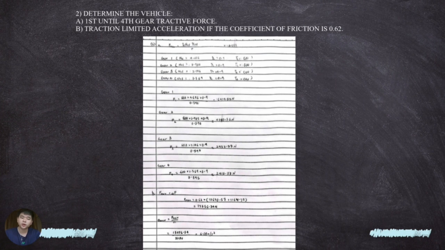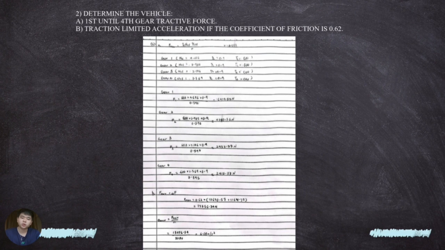4.696. The second gear ratio is 2.985. Third gear ratio is 2.146. And gear 4 is 1.769. So from gear 1 to 4, it's obvious the higher the gear, the smaller the gear ratio. With all this information, we just have to sub it into the formula of tractive force, and we can find out the force produced from each gear easily. So next is the traction-limited acceleration if the coefficient of friction is 0.62.